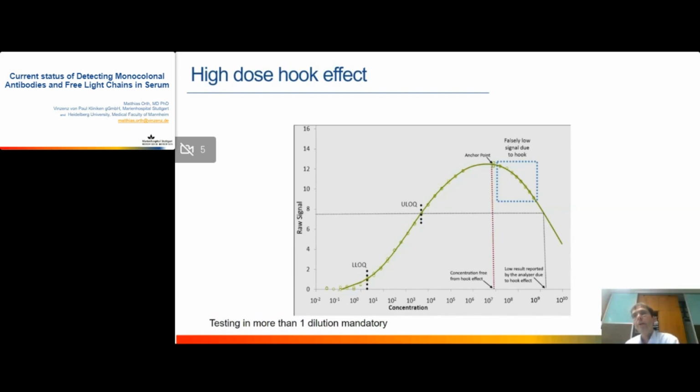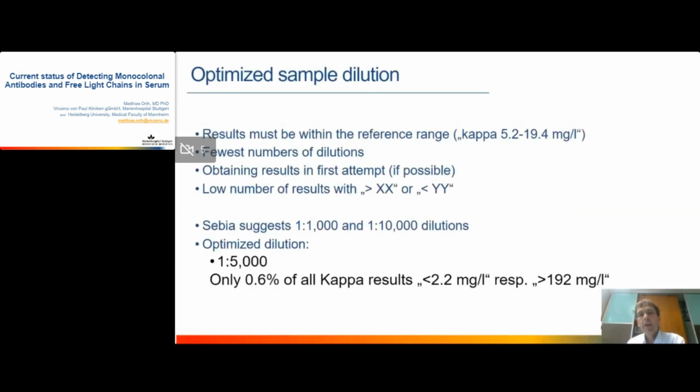So we have to do a dilution afterwards and check whether the diluted sample gives a realistic result. This means that in essentially all samples, we have to do a minimum of 2 dilutions to get a result which we can trust. And this comes to the optimized scheme for how to dilute the samples.